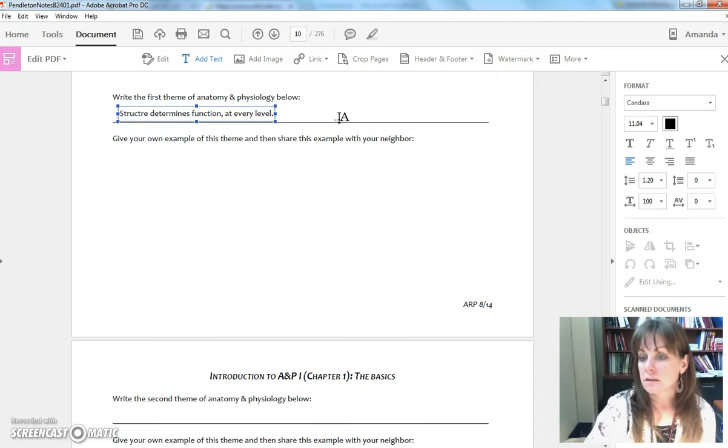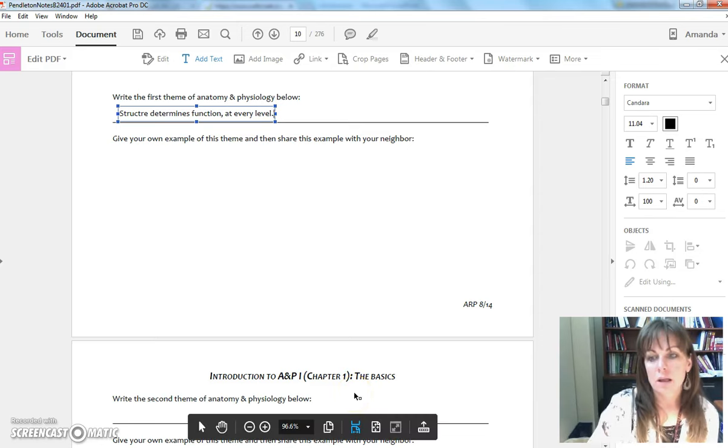What this means is that not only does the shape of a bone determine how that bone is going to function, but you can even get really, really small, and you can say that the shape of a molecule, the shape of a chemical, determines what it's going to do. So let's talk about a couple of examples.